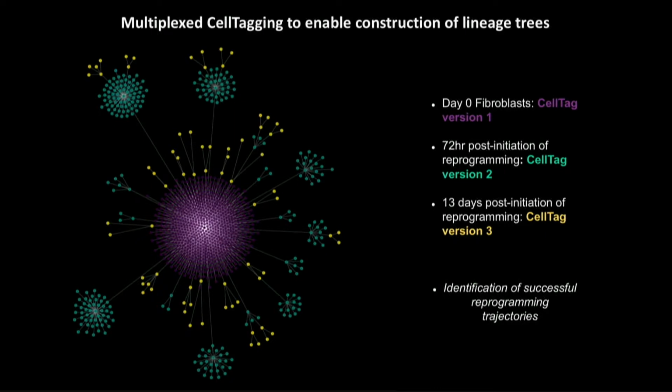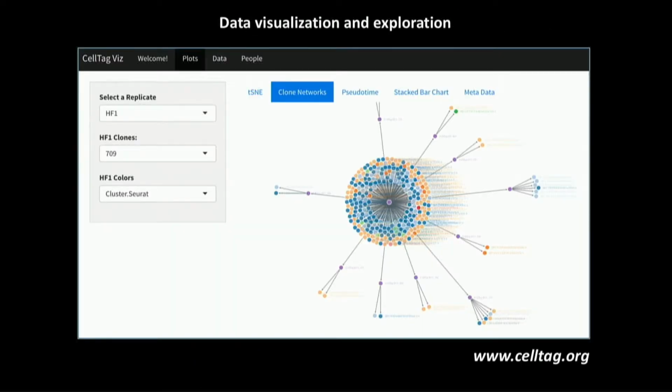It's a really complex data set, and we were quite overwhelmed at first trying to identify successful reprogramming trajectories from here. We have this data available on a website. This is CellTag Viz. You can find this at celltag.org. This is inspired by DropViz from Steve McCarroll's lab. So imitation is the sincerest form of flattery, I think. If you have any feedback, any suggestions, or if you want to do any analysis for us, then we'd be very happy to hear about that.